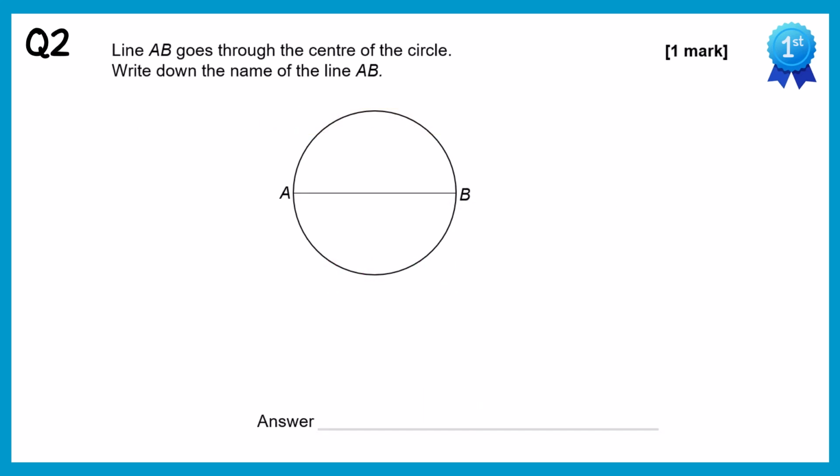In this question, we need to write down the name of the line AB. We're told that line AB goes through the centre of the circle, so it must be a diameter.